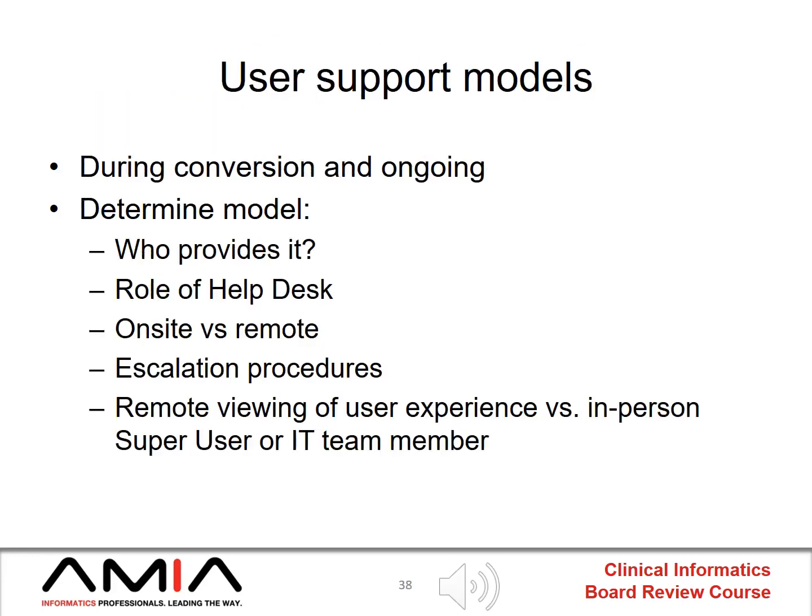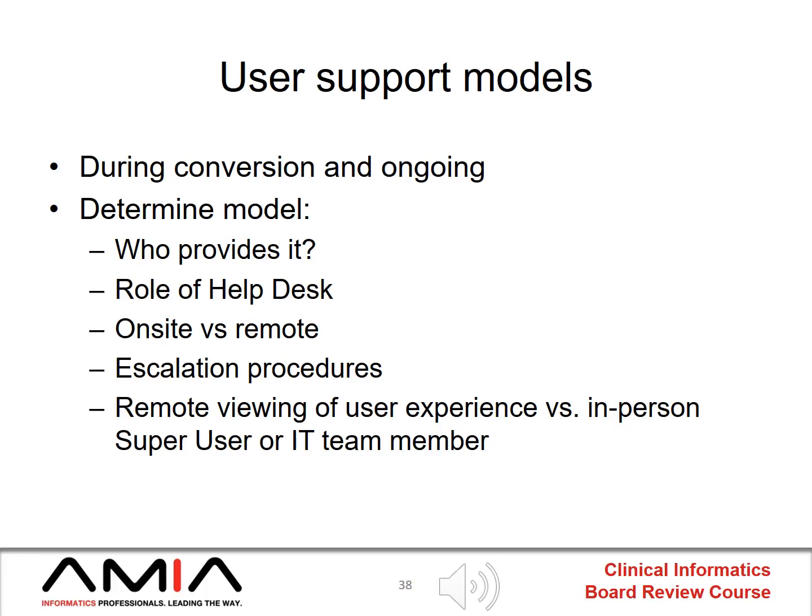More on user support models. There may be a difference between the user support during conversion and ongoing, but don't forget that the problems don't go away when the implementation is officially handed over to operations. The user support may actually rise at that point instead of decline.